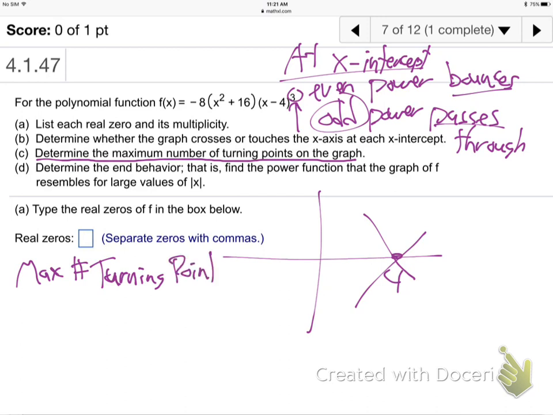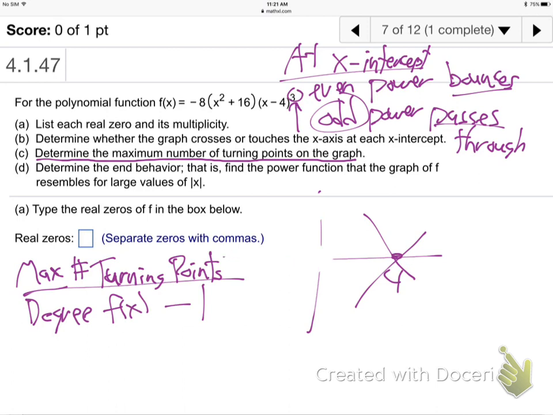Turning point is where the graph is going up and then goes down, or going down and then goes up. Max number of turning points. How do you say it? It's the degree. It's the degree, but what's the degree? Let's just say the degree. I'll define degree in a minute. It's the degree of f of x minus 1.